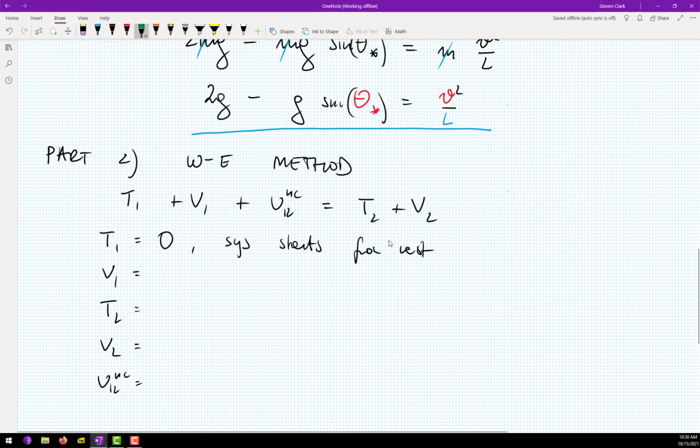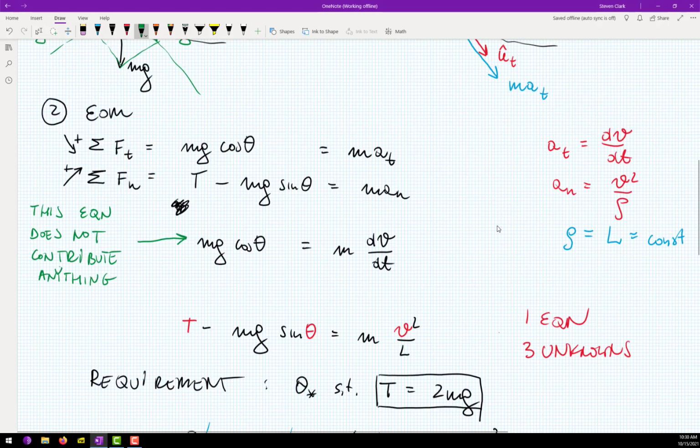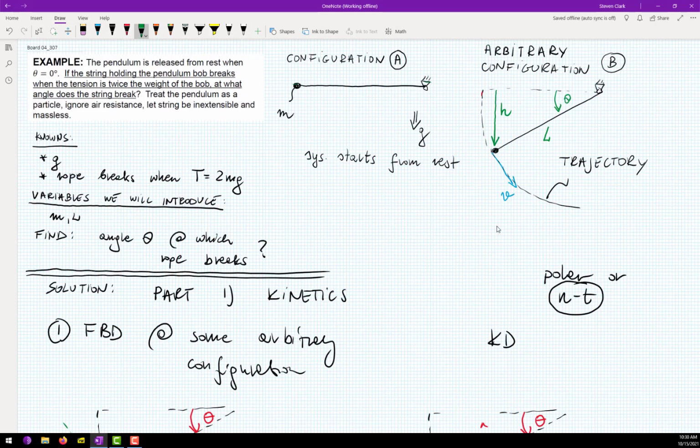And by the way, by subscript 1, I mean the initial configuration, and by subscript 2, I mean some arbitrary configuration. If I scroll up the board, T1 and V1 correspond to this, and T2 and V2 correspond to this.